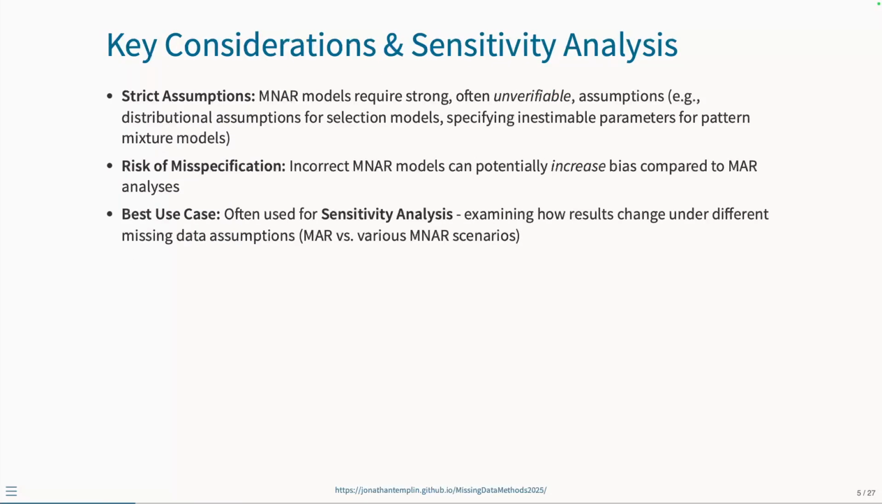So the big thing, as I mentioned previously, is that missing not at random models require strong, often unverifiable assumptions.